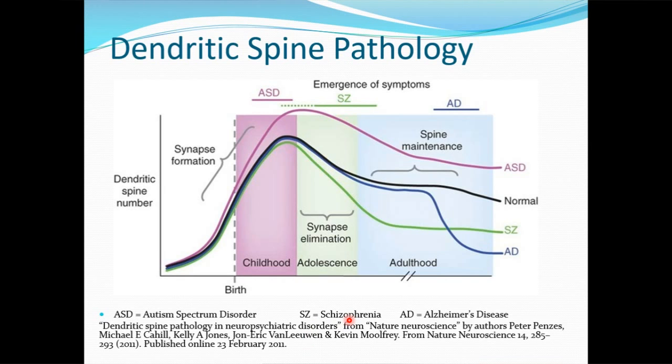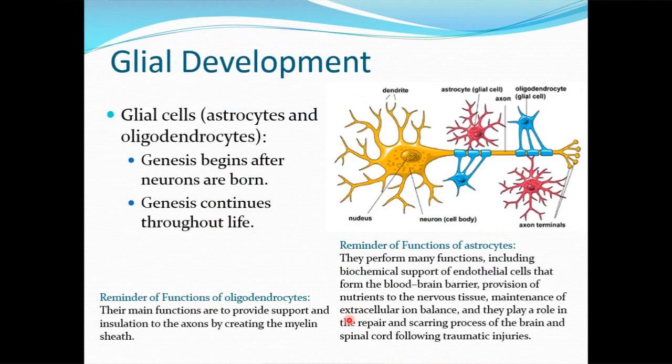But what we can see is that how our synapses and dendritic spines are formed, and when they prune, can have a lot to do with our development, our psychiatric development. So let's look at glial development. We've looked at synapses. Let's look at those glial cells.